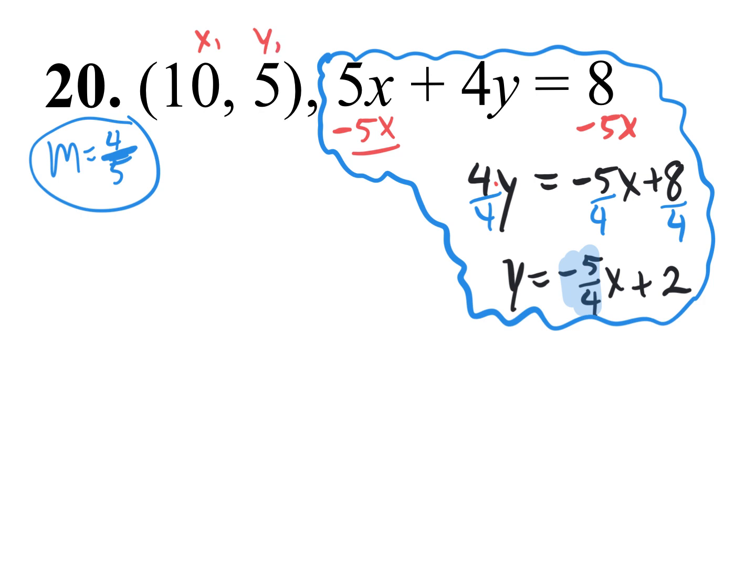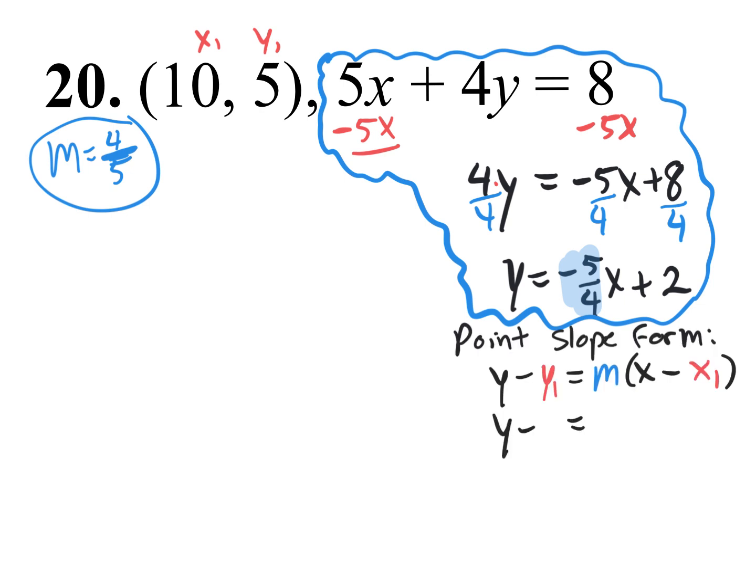So again, for me, I like to go with point slope form. And when you use point slope form, rewrite it with blank spots, y minus y1 equals m parentheses x minus x1. I do that all the time. I recommend you do it all the time as well. Now we're going to plug in our y1 value of 5 right there. We're going to plug in our m value of 4/5 right there. Again, m is 4/5. And we're going to plug in our x1 value of 10 right there.